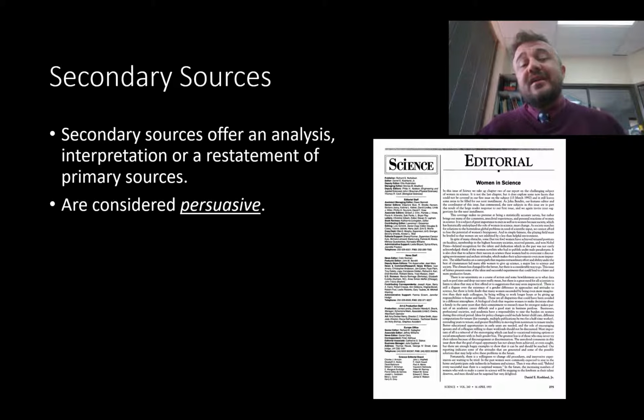So when we talk about secondary sources, we're often looking at analysis or interpretation or a restatement of primary sources. For example, a news article is often a secondary source. These are considered to be persuasive. In other words, they're analyzing something to talk about what's going on. So they're there to persuade an argument. A really common source is the editorial.